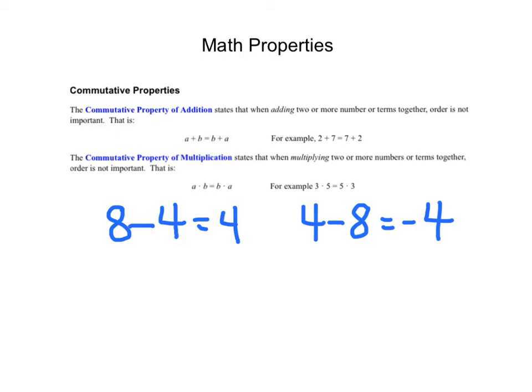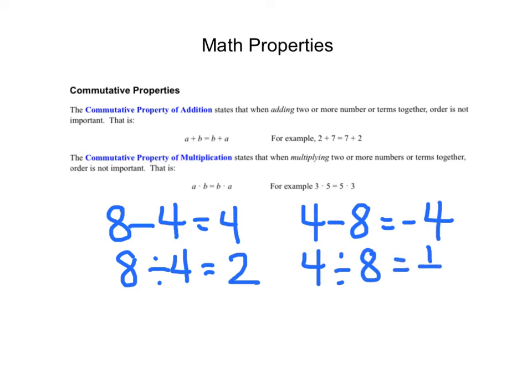The order does matter. Same with division. If I go 8 divided by 4, I get 2. But if I try to do 4 divided by 8, I get 1/2, or 0.5. So subtraction and division are not commutative.